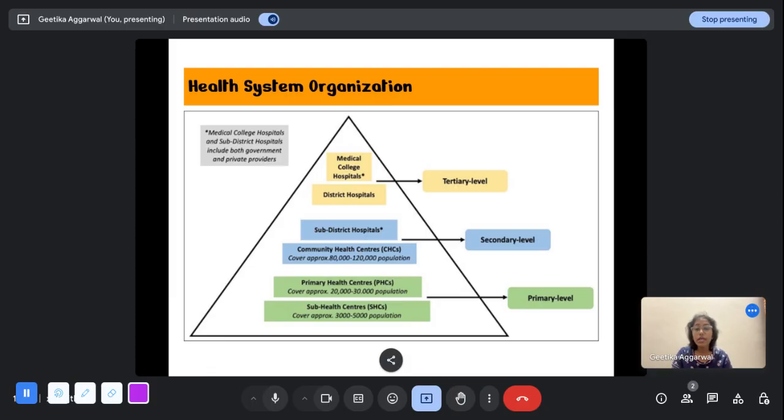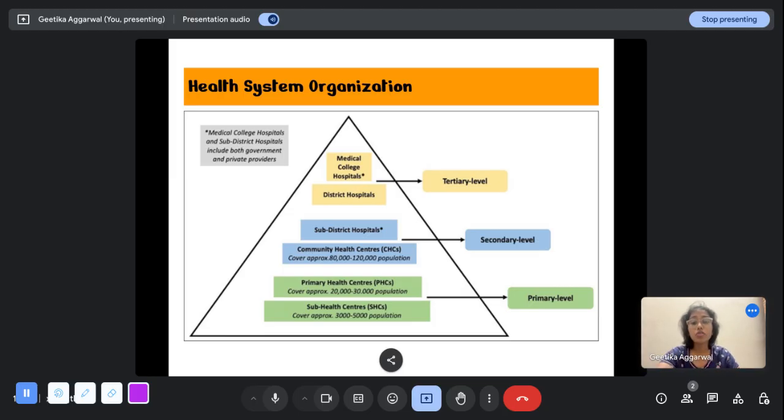And then when you move on to a little higher level, there are community health centers and sub-district hospitals. They cover around 80,000 to 1 lakh of the population, and they are set up to take care of that. And then after this, there's a tertiary level in which you could talk about district hospitals and medical college hospitals, which take care of even bigger populations than 1 lakh 20,000. And there are around 750 of these in our country at the moment.